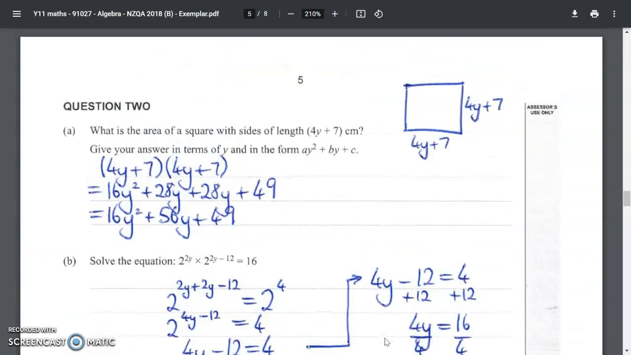Okay, question 2, we've got a square with lengths 4y plus 7. So that area is 4y plus 7 times 4y plus 7, which we expand. We get this, and simplifying we get this, and that's in the form that we want it to be in.